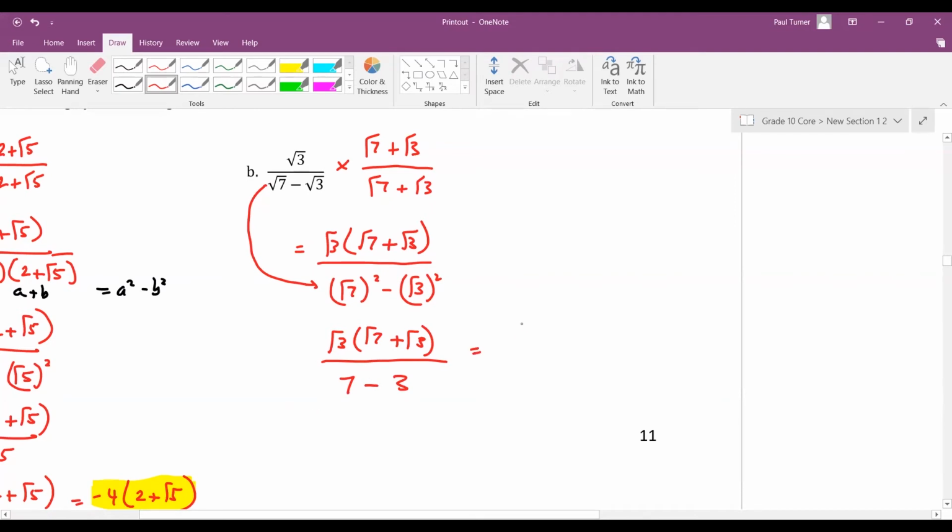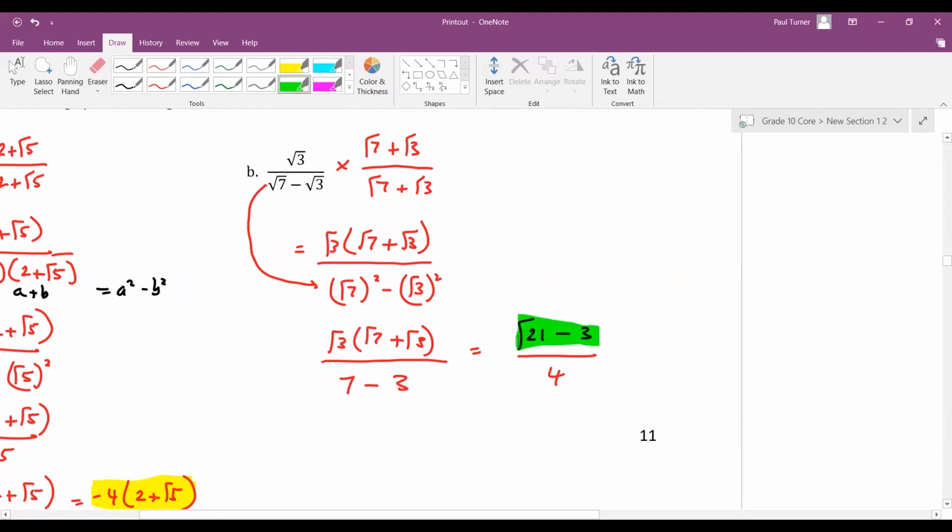So that's going to be 4. So if you like, you can expand the root 3. And so root 3 times root 7 is root 21. Root 3 times root 3 is 3. And that's going to be 4. So that's good enough. You can leave it like that.